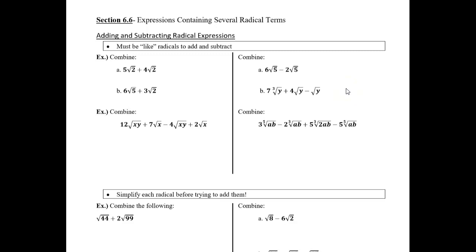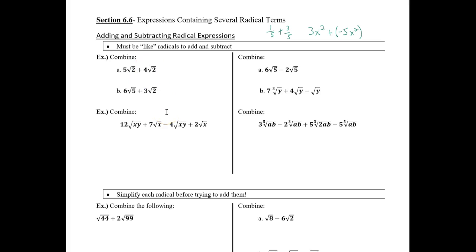In this video, we are going to be talking about adding and subtracting radical expressions. To add and subtract, they must be like. Just like with fractions, we have to have like denominators. And with variables, we have to have like terms. We also have to have like radicals.